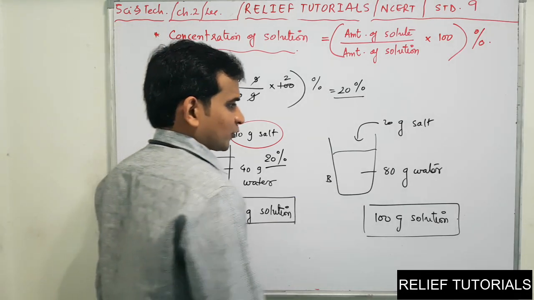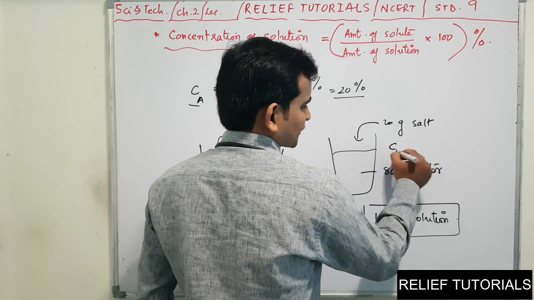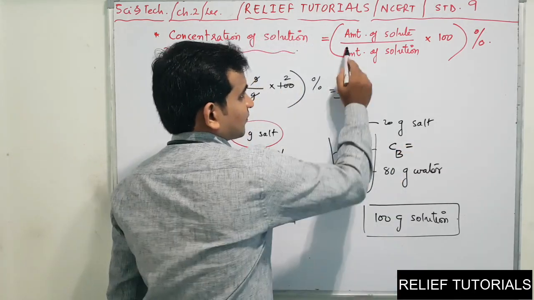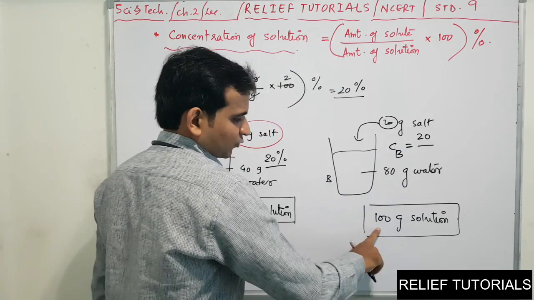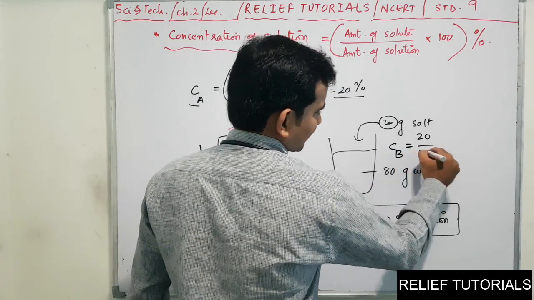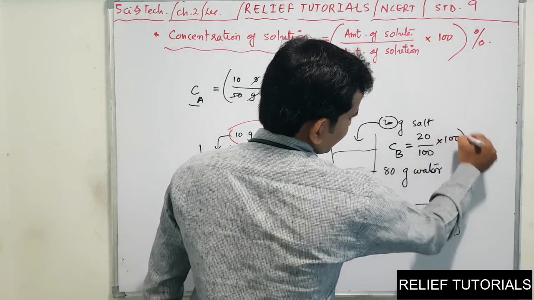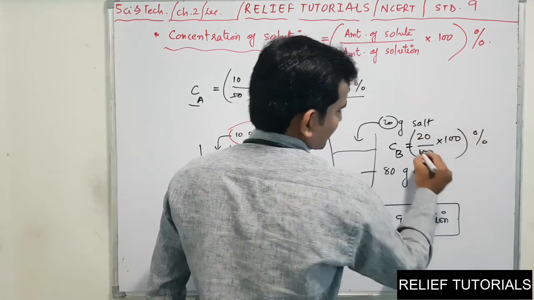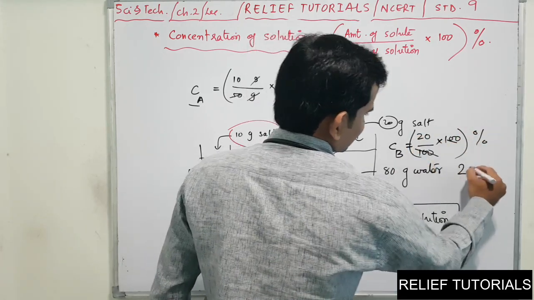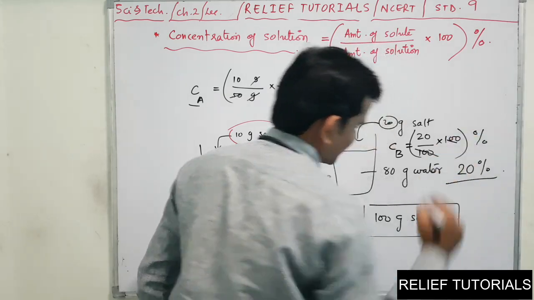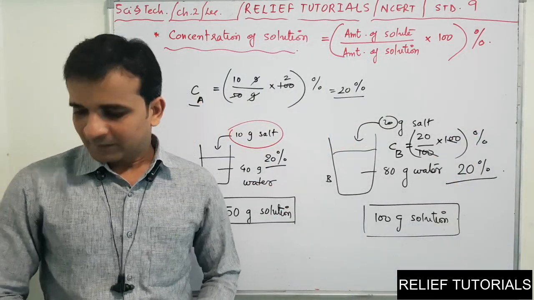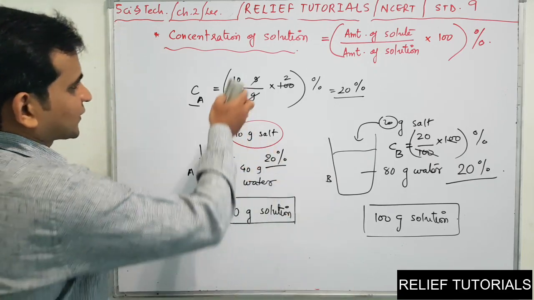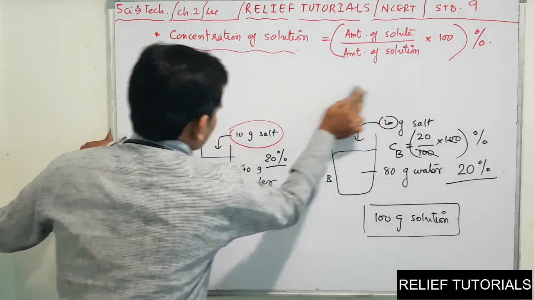Now put the values here also. Concentration of B is equal to amount of solute, and that is 20 here, upon amount of solution, 100, and into 100 percentage. 100 cancels and the answer is 20 percentage. So both have the same concentration. So this way we can calculate concentration by using this formula.